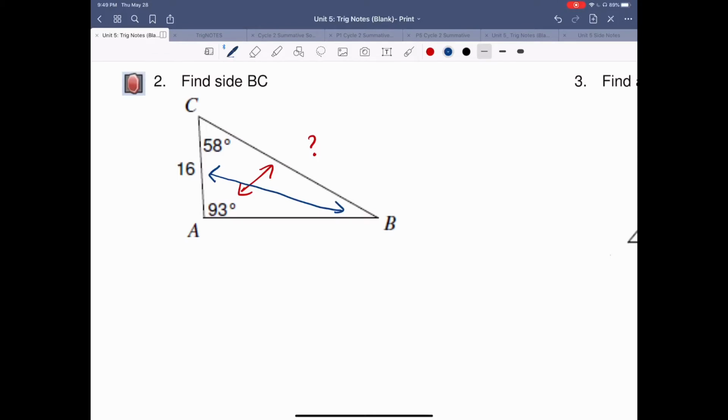other acute angle. When I take a look at this triangle, I remember that any triangle adds up to 180 degrees, and that is according to the sum of angles in a triangle theorem. So we're going to do 180 degrees minus 58 degrees minus 93 degrees equals, you will get 29 degrees there. So I'm going to write 29 degrees there, and that is according to the sum of angles in a triangle theorem.